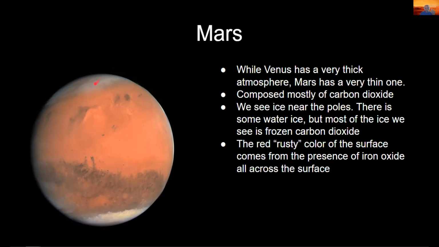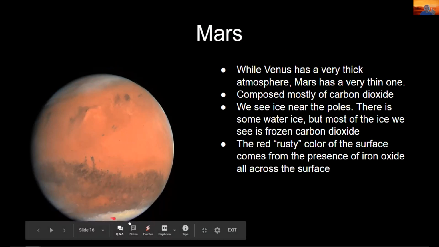On the poles of Mars, up here and down here, we see ice. Now, most of this ice is not actually water ice.